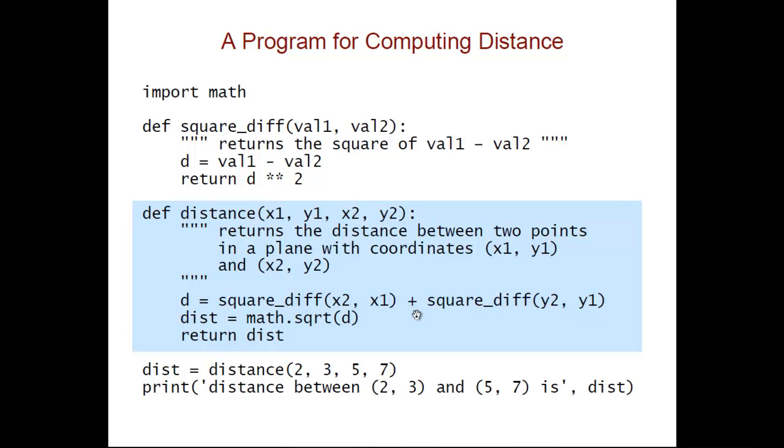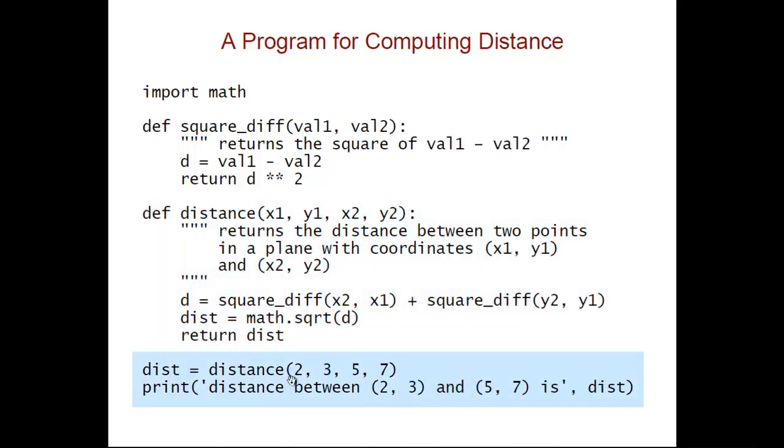We then add those results up and assign them to a variable d, and then we pass d into the square root function which we're getting from the math library. And you'll see we have to do math.sqrt to get that function because it's in that math library. We take whatever result it gives us and assign it to a variable called dist, and then we return the value of dist.